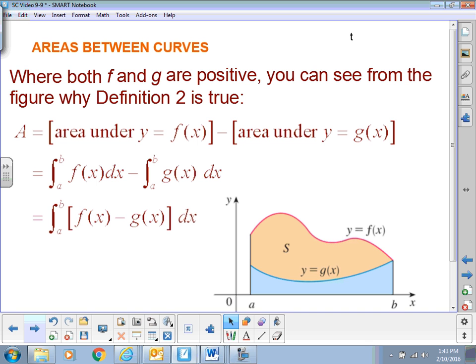So here's kind of a visual example. You've got your curve f and you've got your curve g. So if you take the total area under the curve f and subtract off the total area under the curve g, that will leave you with the area that is between the curves. And that's essentially what we're doing with our definite integral of f of x minus g of x.